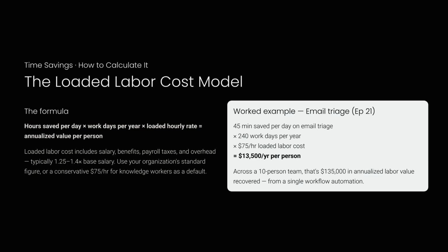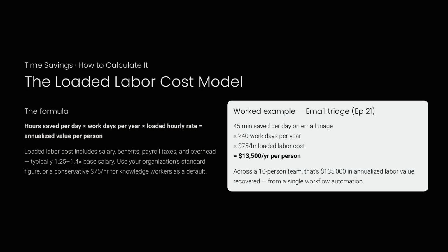Our first category is time savings. This is the most immediate and concrete ROI metric. By tracking hours saved per person and annualizing them against loaded labor costs, you create a direct and defensible value argument. To calculate this, multiply hours saved per day by workdays per year and your loaded hourly rate.